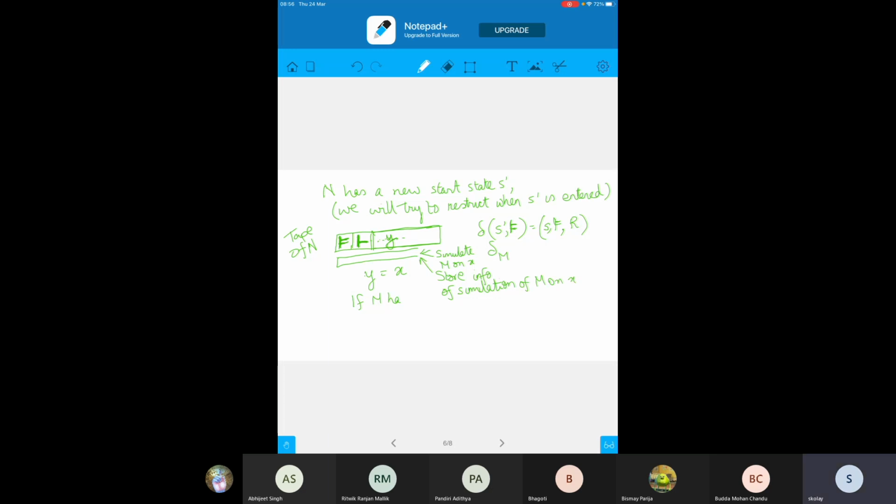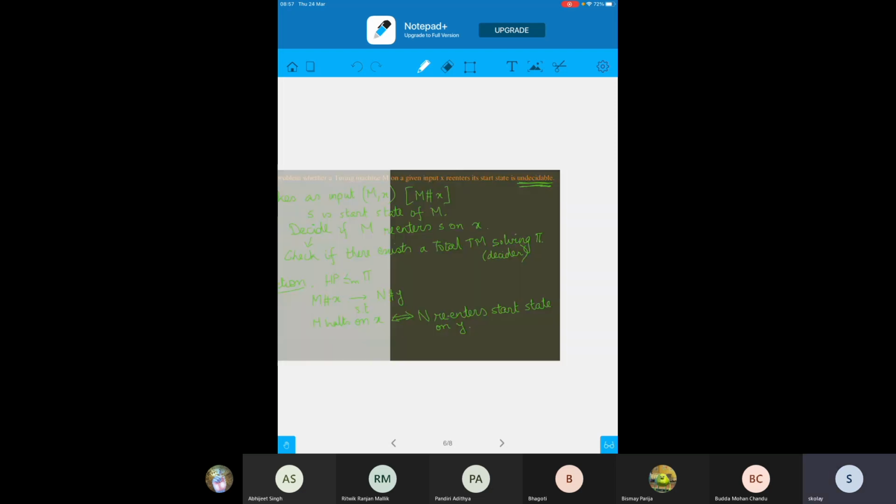Okay, so now if M halts on x, then after this step, we re-enter S dash. And if M doesn't halt, then only delta M transitions are used. And therefore, we will enter a loop inside delta M using delta M itself. So therefore, S dash is never re-entered.